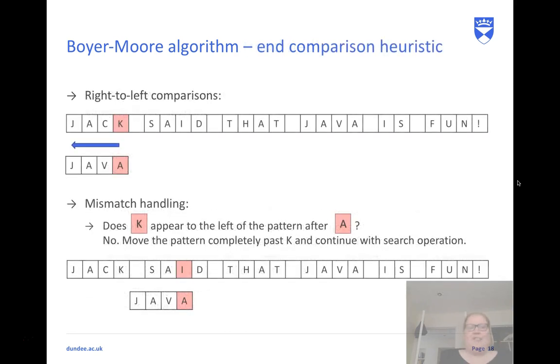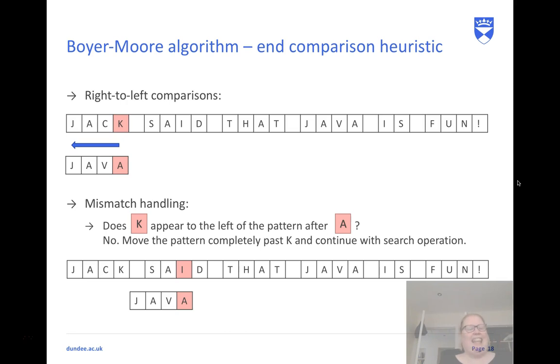So, I said we do a right to left comparison. We start at the end of the pattern we're trying to find. We note that the A in Java does not line up with the K of Jack. We're starting at the end of our pattern, so that's the A, the last letter in Java. Then we say, okay, that doesn't work, so we need to do some mismatch handling.